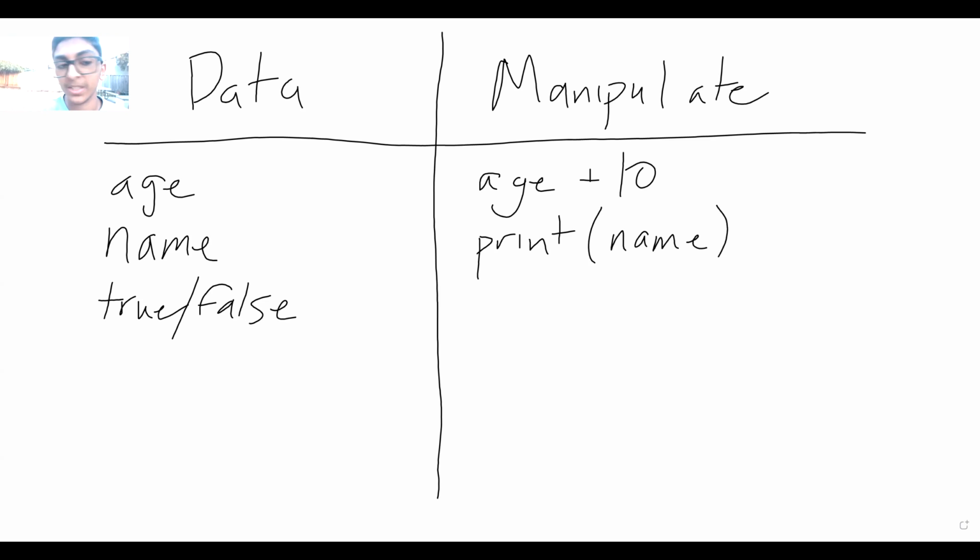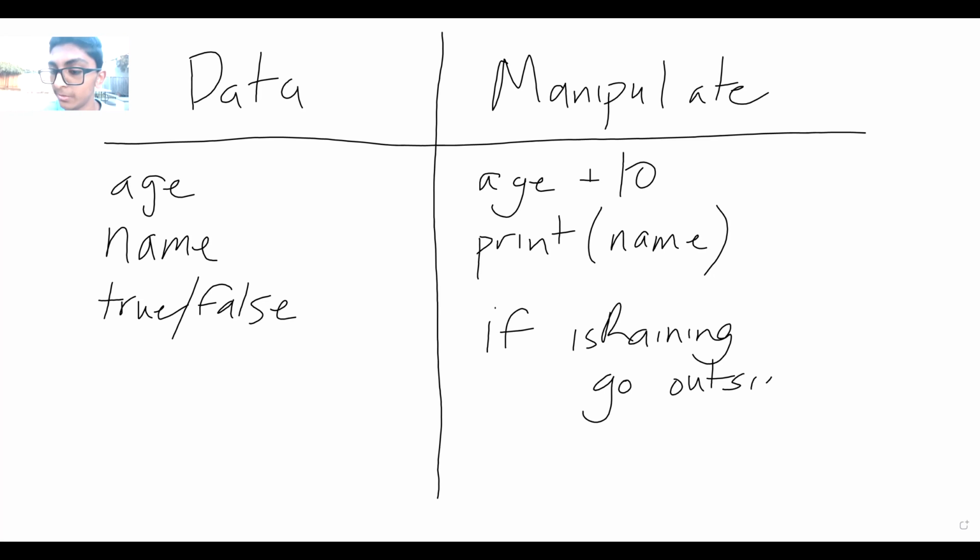Even that is manipulation. Then we have true or false. If it's raining, then don't go outside, and if it's not raining, go outside. So, if it is raining, then we can't go outside, and if not, then go outside. This is how we'd manipulate the data that we have.